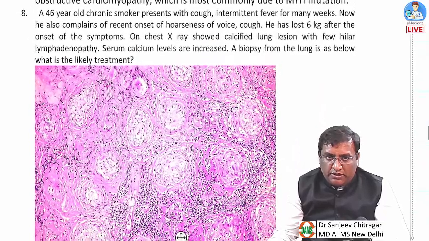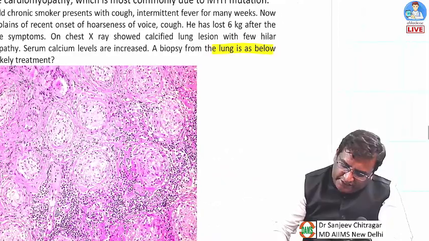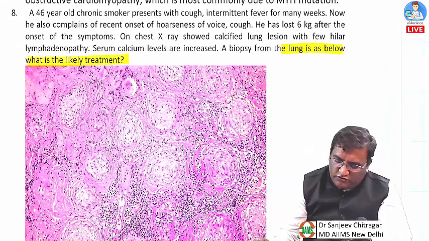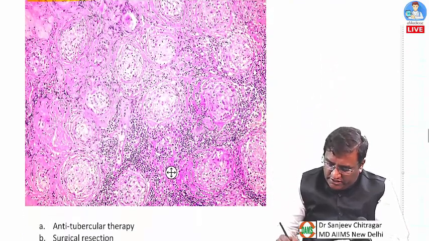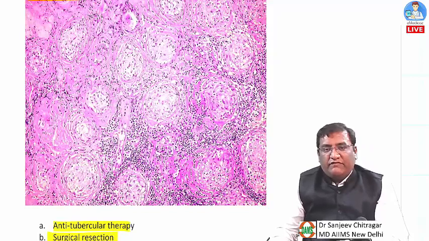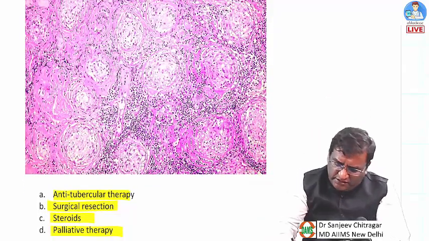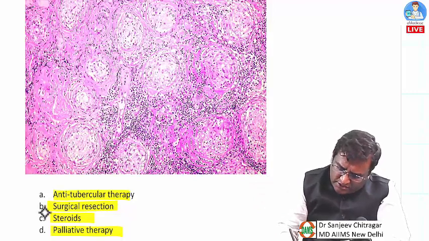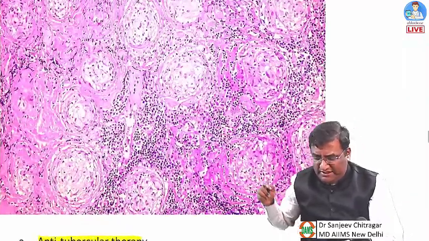Next question, last line. A biopsy from the lung is as below. What is the likely treatment? So this is a lung biopsy, and the likely treatment has been asked. The options given are anti-tubercular therapy, surgical resection, steroids, palliative therapy. So 4 options are given to us. I can see something here. Okay, first thing is, remember, palliative therapy will be given only if it is a cancer. I don't see any cancer here. I rule it out because I am not seeing any neoplasia.